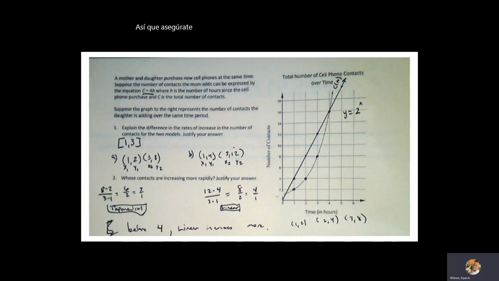So make sure you draw the graph for me. It's up 4 over 1 for the linear, because the function is C of H is equal to 4H. Another minute and then I'll explain this problem. Okay, so all I did was take the interval of 1 to 3.